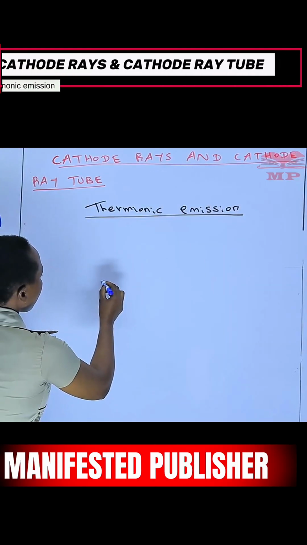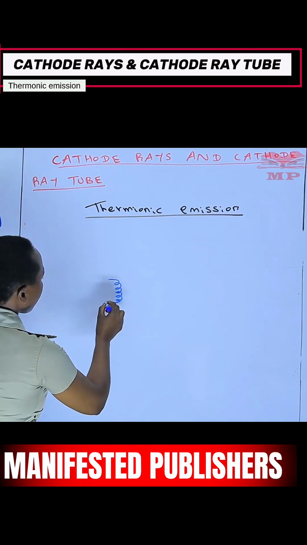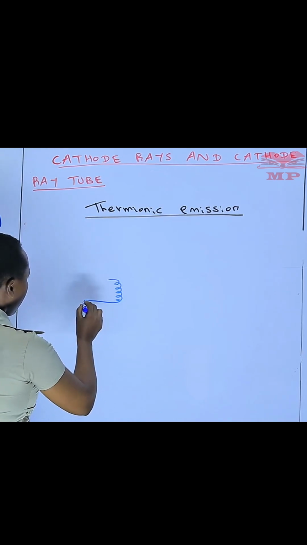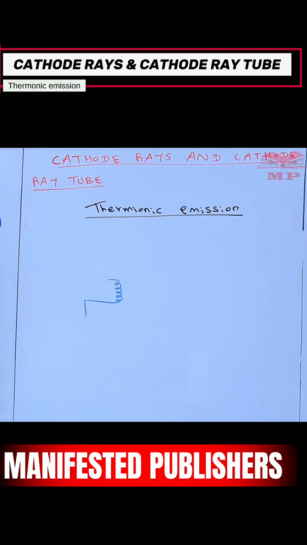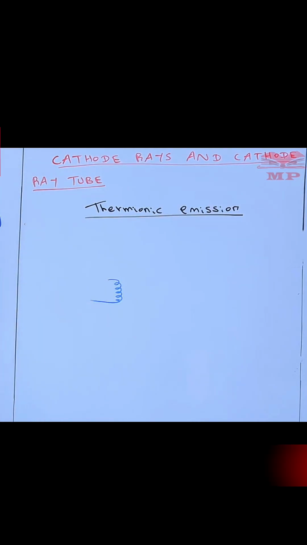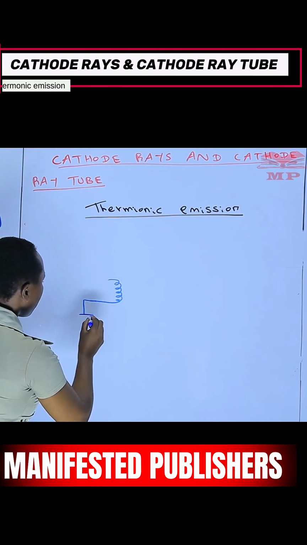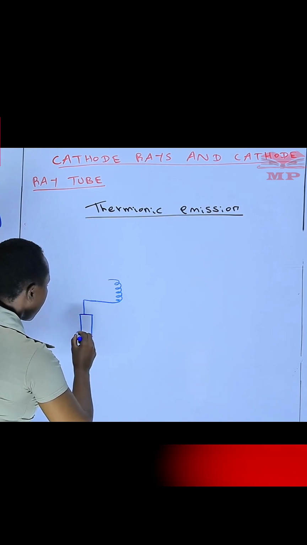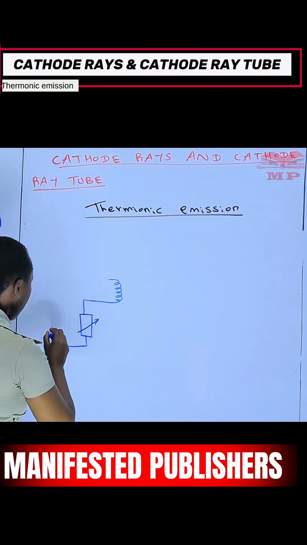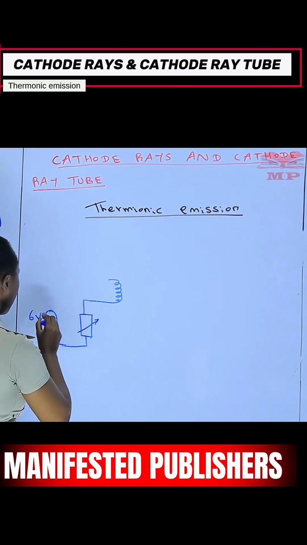We are having a heating filament connected to it. We can connect what we refer to as a variable resistor. So we have our heating filament here connected to a variable resistor. We have our variable resistor there, then connected to some voltage supply of 6 volts.